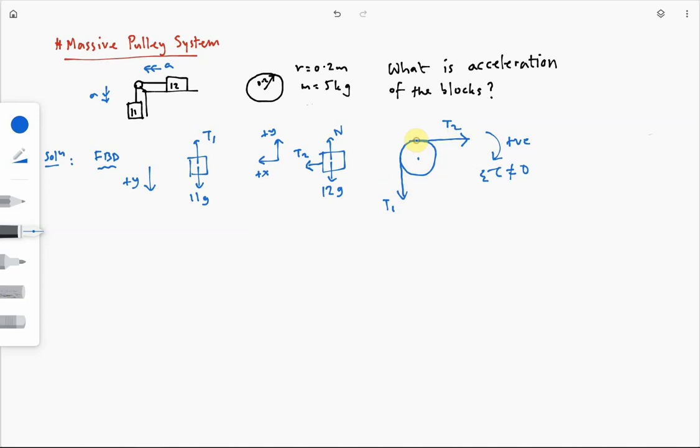The pulley wouldn't go anywhere if the tensions were the same. The forces would produce the exact same amount of torque, and they would cancel out. The radius is 0.2 as given to us, and the weight of the pulley doesn't really matter to us because the pulley is not moving in the vertical direction at all. It is rotating, and we only consider the rotational force.